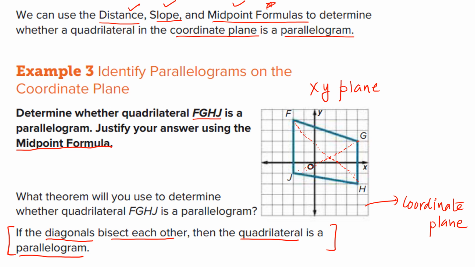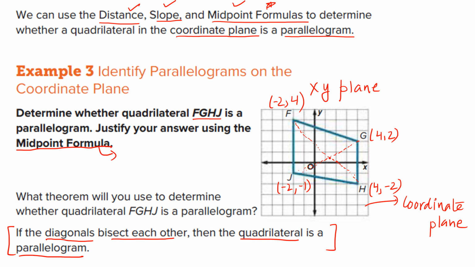Now, in order to apply the midpoint formula, we need the coordinates. Let's see the coordinates. For G, the x coordinate is 1, 2, 3, 4, and the y coordinate is 2. So this point is (4, 2). This point is (-2, 1, 2, 3, 4). This point is (1, 2), (-2, -1), and H is (4, -2). So let's calculate from these 4 points the midpoints.